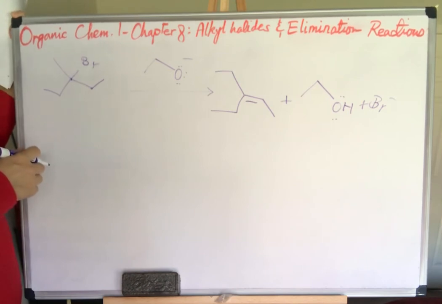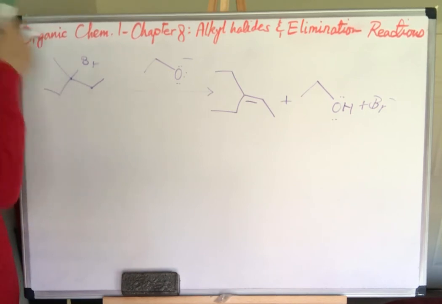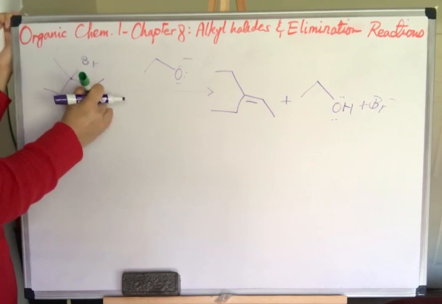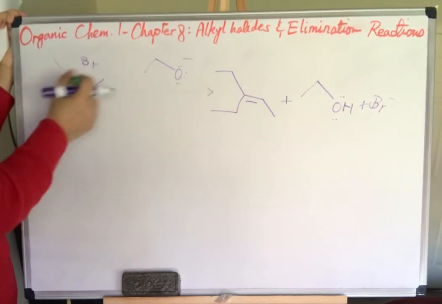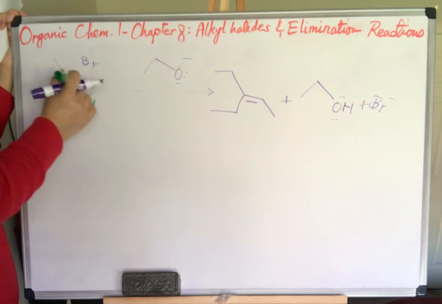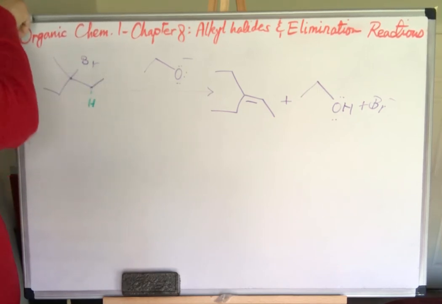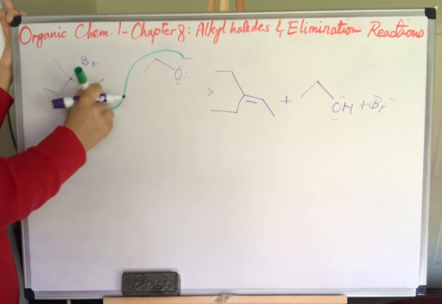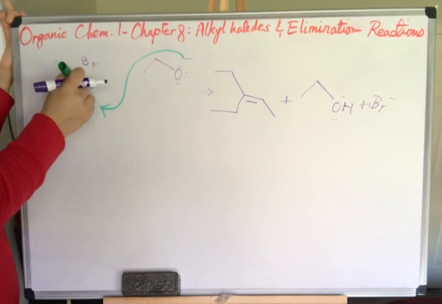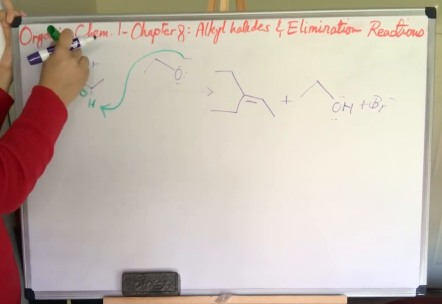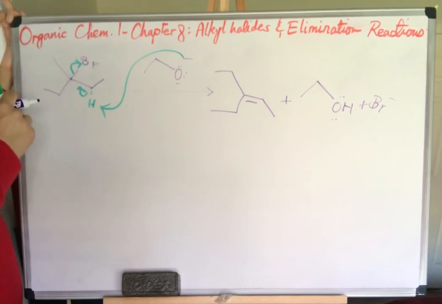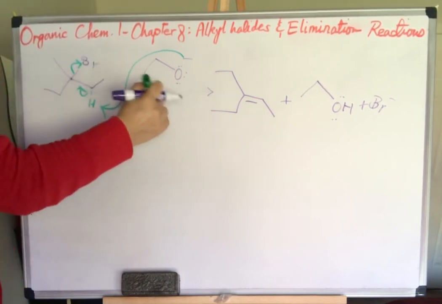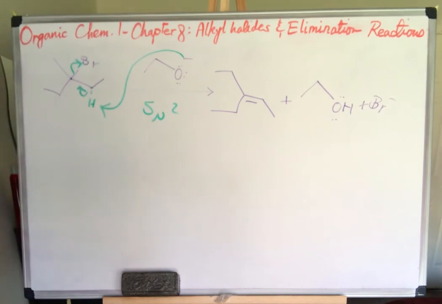Here it says an E2 mechanism, so hydrogen is here. Why? Because the double bond must be formed between these two carbons. And it seems like the base attacks hydrogen, double bond forms, and bromine is going to be kicked out. That's the mechanism for this.